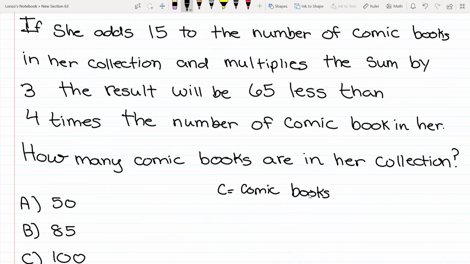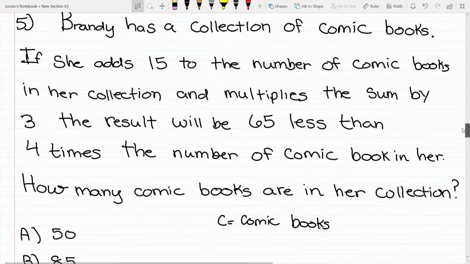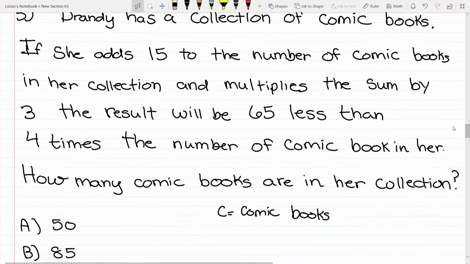Okay. And then the difficult part is trying to come up with an equation. I know it is strange, but you just got to do it. So Brandy has a collection of comic books. If she adds 15 to the number of comic books, stop right there. How can I write that as an equation? So C stands for comic books, so we can say C plus 15, right?